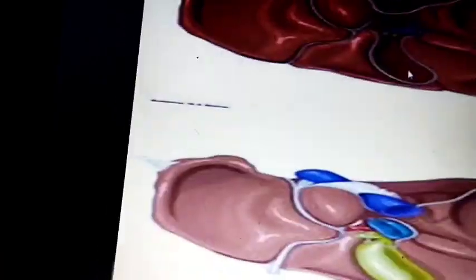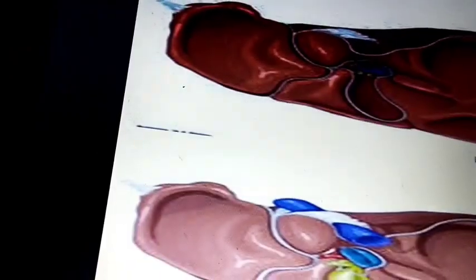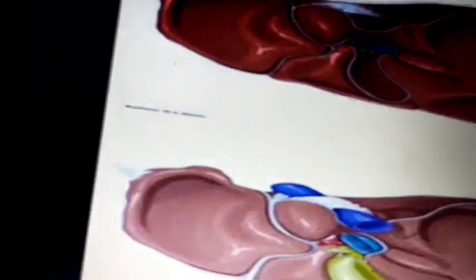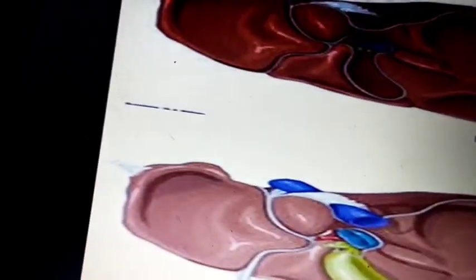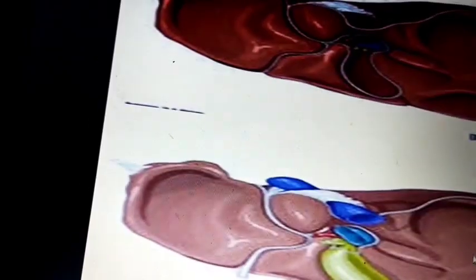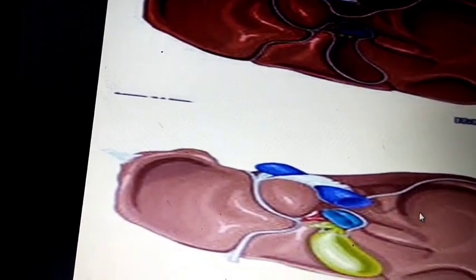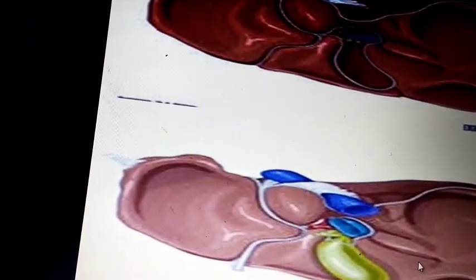The fossa for the gallbladder lies to the right of the quadrate lobe. To the right of the fossa, the inferior surface of the right lobe bears the colic impression for the hepatic flexure of the colon, the renal impression, and the duodenal impression. You can go for the next slide.